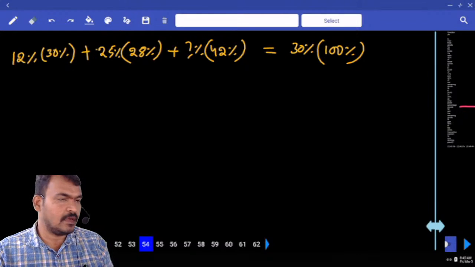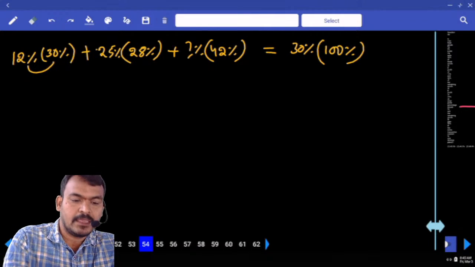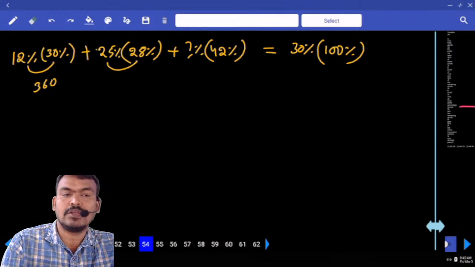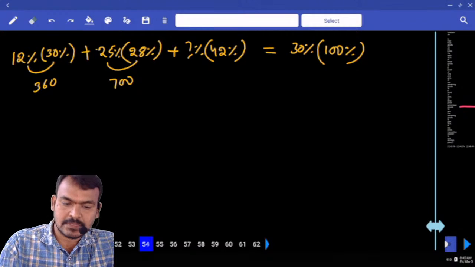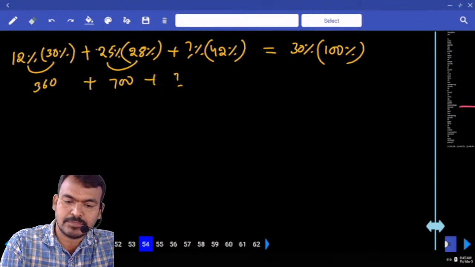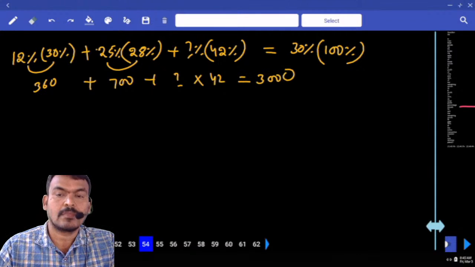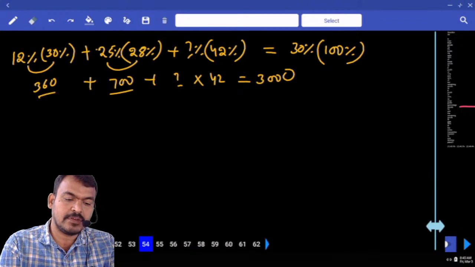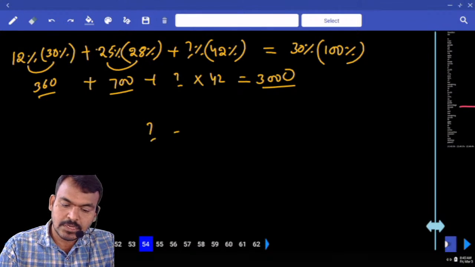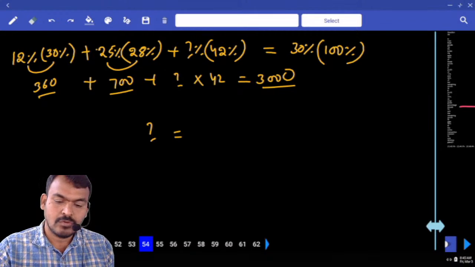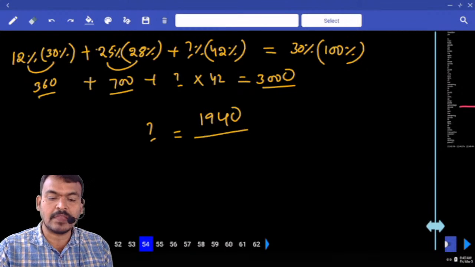Okay, in all the cases the left hand side percentage and right hand side percentage cancel, and 12 into 30 is 360, 25 into 28, 1/4 of 28, it is how much? 700 plus 360 plus 700, something into which one? 42 equal to which one? 3000. 3000. 360 plus 700, 1060. 3000 minus 1060. How much? 1940. What is the remaining value?